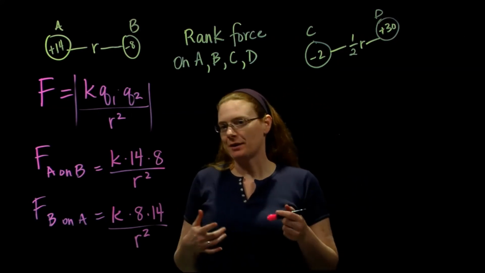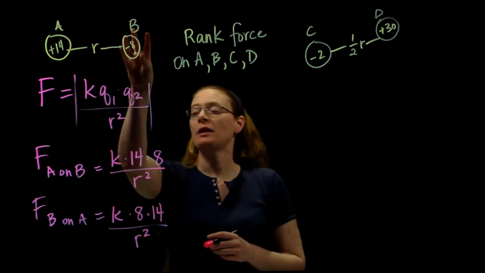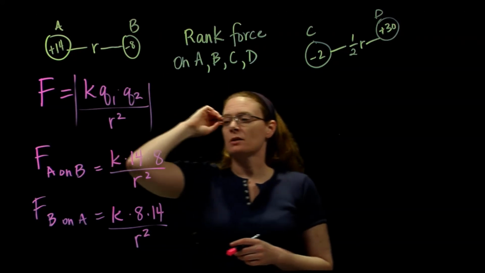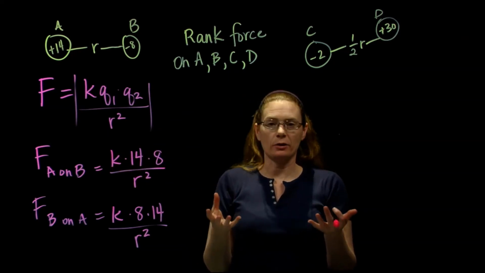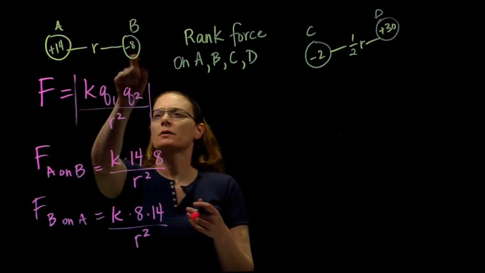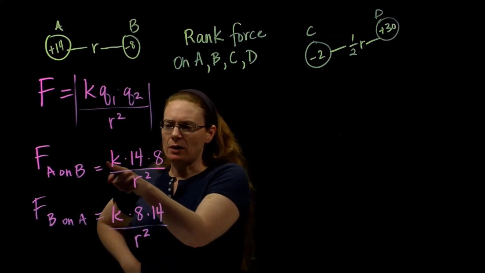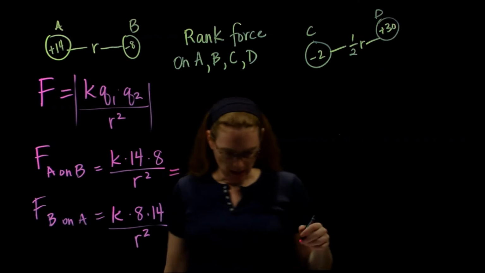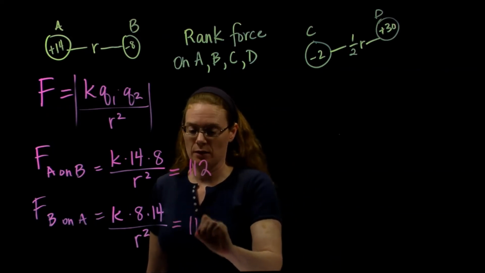And you should remember this from first semester physics. This is Newton's third law. The force of A on B has to be equal and opposite to the force of B on A. So the size of the force needs to be the same, and the direction needs to be opposite. Is that true? Well, this is getting pulled to the right, this is getting pulled to the left. Yeah, but the size is going to be the same. So if I don't worry about the K or the R, it's 14 times 8, which gets me 112. This is 14 times 8, which is 112.